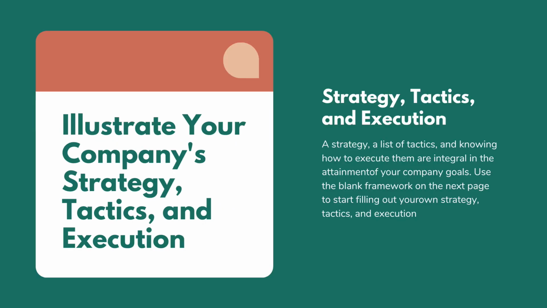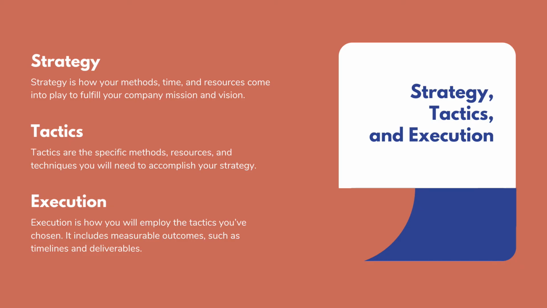Now let's look at your company strategy, tactics, and execution. A strategy is a list of tactics, and knowing how to execute them are an integral part in the attainment of your company's goal. And now looking at the definition of strategy. Strategy is how your methods, time, resources come into play to fulfill your company's mission and vision. So it's the umbrella.